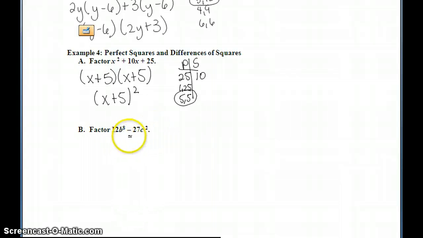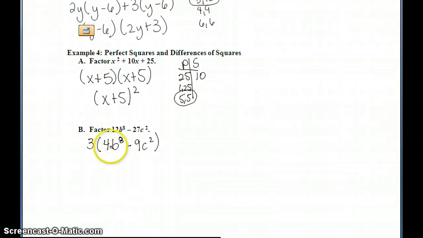Then when I do a difference of squares, I think you'll remember this. First of all, what I need to do is look at this and go, okay, what do these have in common? And I know they have at least a 3 because 3 goes into 12 and 3 goes into 27. And 3 goes into 12 4 times. But that's going to leave 4b to the 8th. And this is going to be 9c squared.